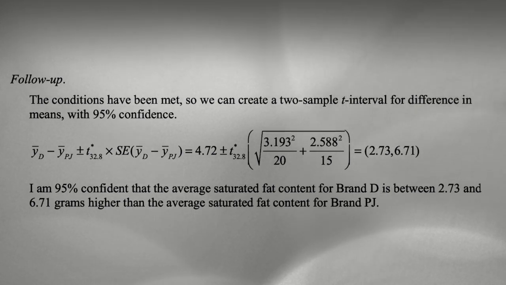Again, don't find the critical value by hand. We're going to use either the calculator or a chart, and we get our lower bound as 2.73 and our upper bound as 6.71. Therefore, I am 95% confident that the average saturated fat content for Domino's is between 2.73 and 6.71 grams higher than the average saturated fat content for Papa John's.